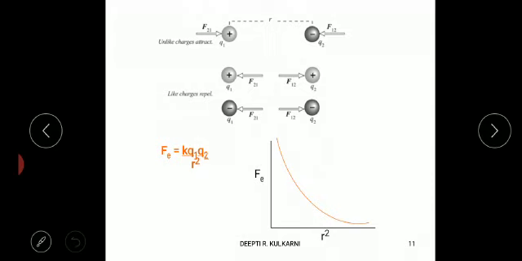Suppose we consider two like charges, positive or negative, then we observe that the like charges always repel. I hope this video has helped you to understand the basic concepts of electrostatics.